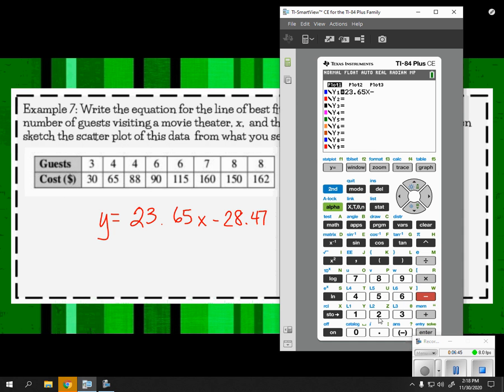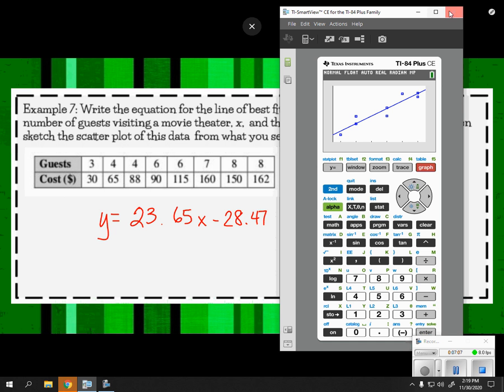Graph. And there we go. And it gets really, really close. It hits close to 3 of these. And then we have some that are a little bit further away. They're a little bit weaker. These guys that hit the line are very, very strong in their relationship with each other.